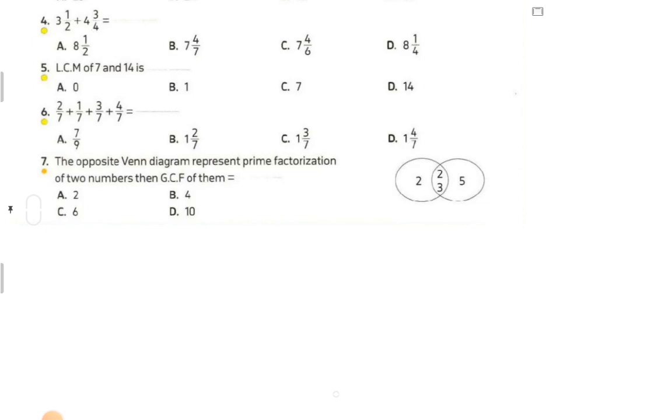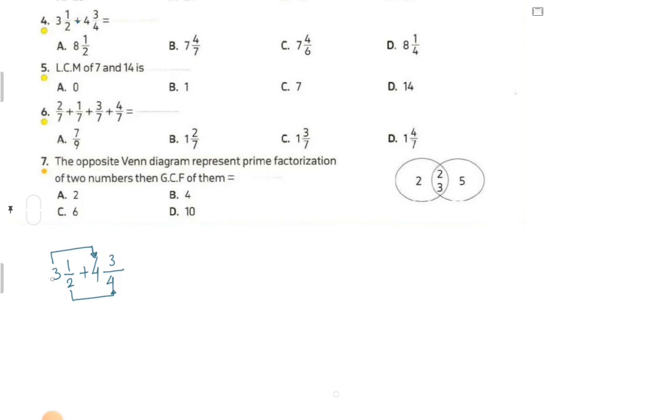I need now to add these two mixed numbers. Look at that. We have 3 and a half plus 4 and 3/4. Directly we know that these are two mixed numbers. I start with the whole numbers first, then the fractions.